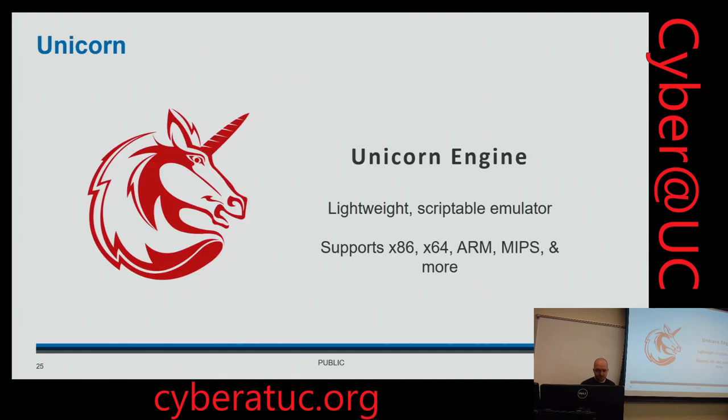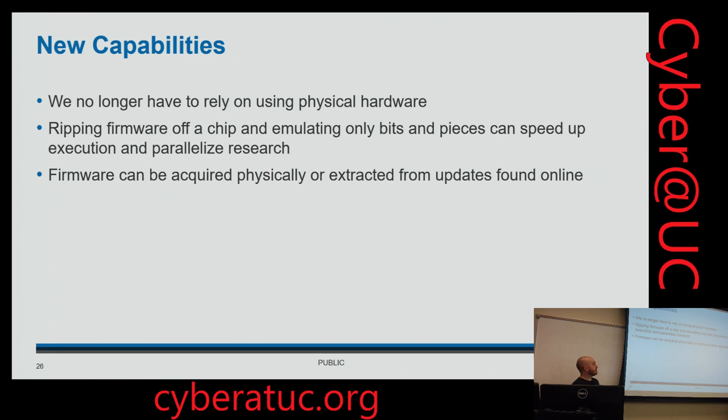So here, enter a tool called Unicorn. Unicorn is a really awesome, scriptable, lightweight emulator. It supports a bunch of popular architectures. So what Unicorn can do is emulate code, and so you don't need physical hardware to run code on after that. This provides us a bunch of new capabilities.